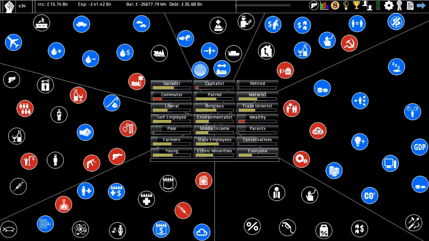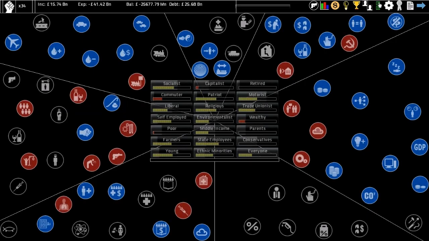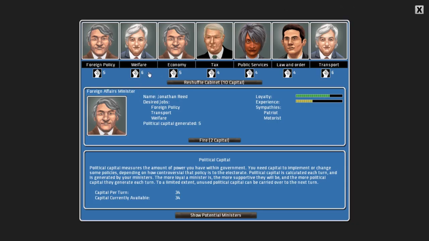What else do we have that's new? Yeah. This stuff has changed. It actually costs political capital to fire a minister now. And it costs an amount that is relative to how much political capital they generate. So if we take this guy here, he generates 6 political capital, which is a lot of influence. He can get a lot of stuff done. He's a powerful politician in my cabinet. But because he's powerful, he's quite hard to fire. So it's swings and roundabouts.